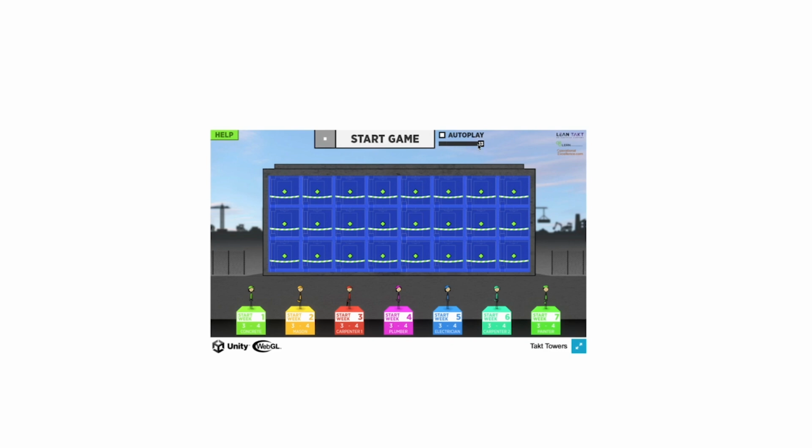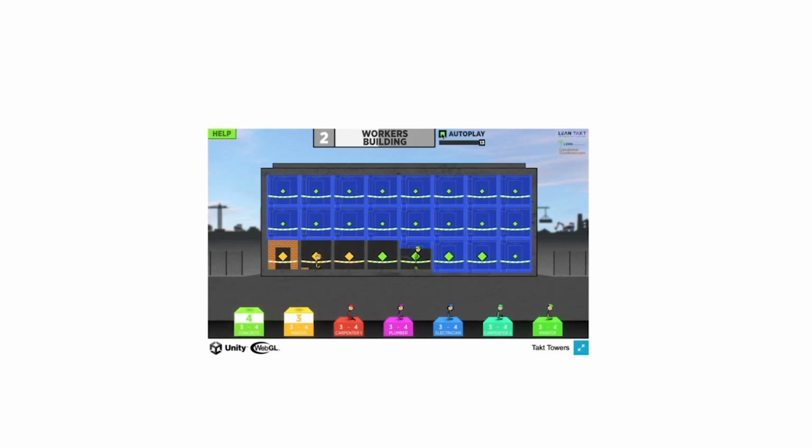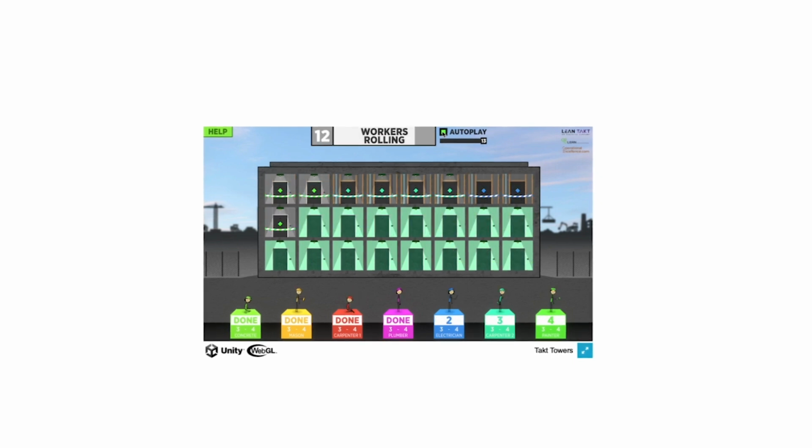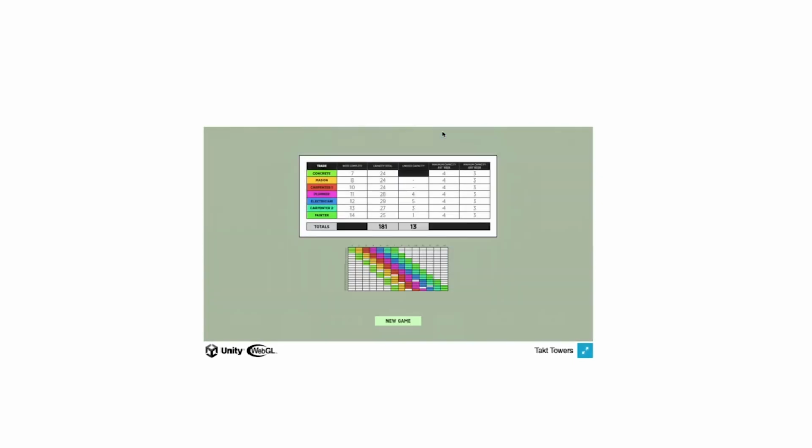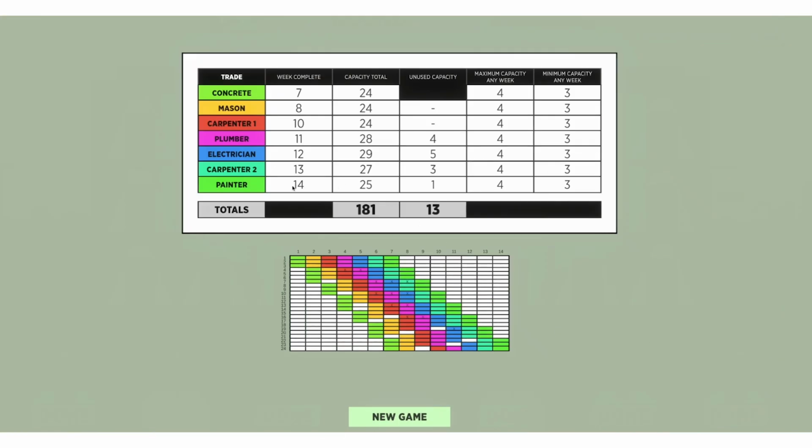So let's go ahead and autoplay this and see what our results are. This is pretty realistic. This is what we find on normal construction projects, and I want to show you the results. By the time this gets done, I'll maximize it and show you that the crews finished in week 14 with 181 people with 13 unused capacity.